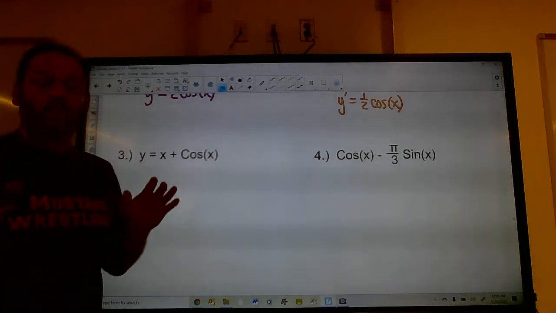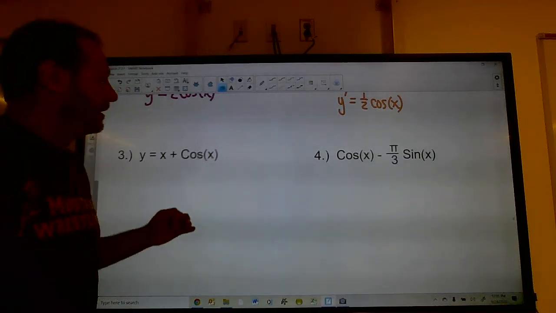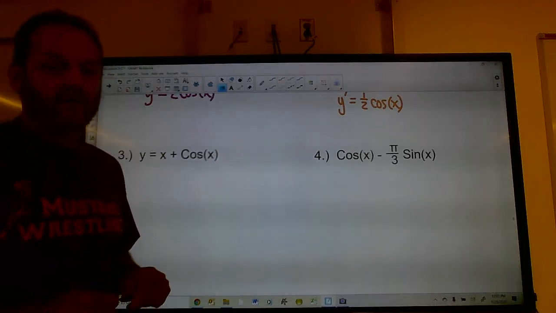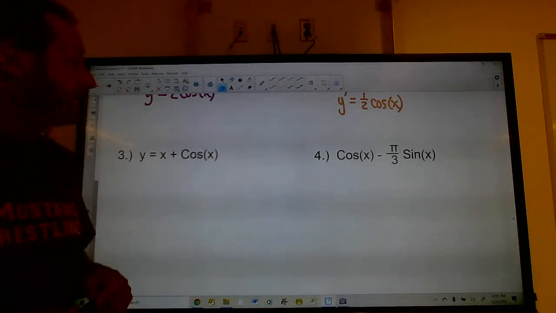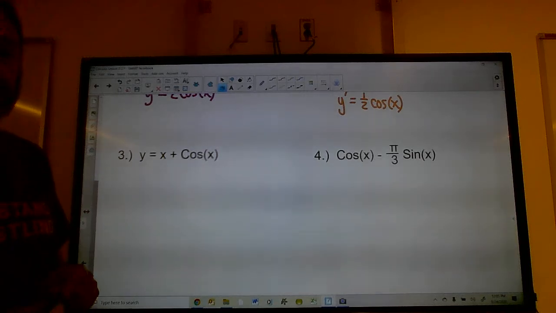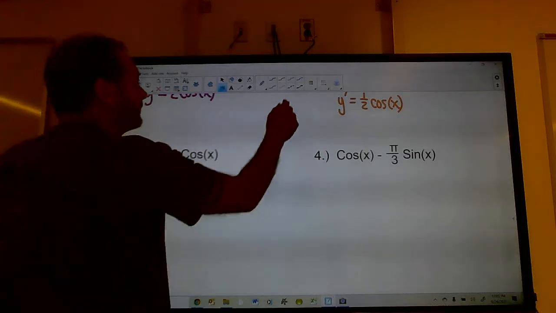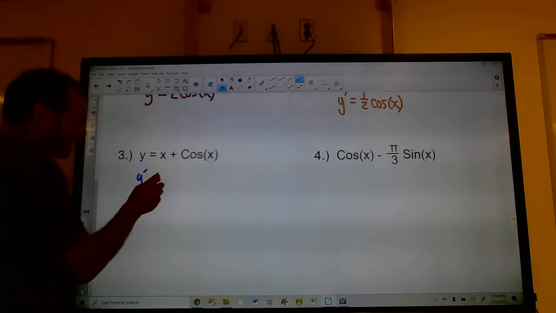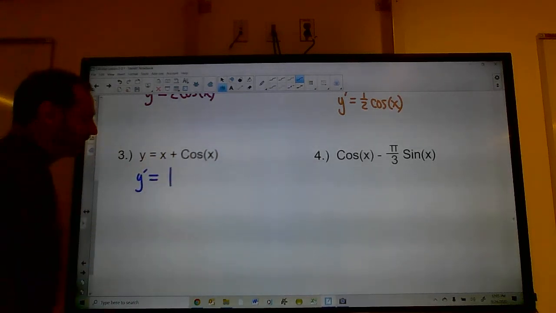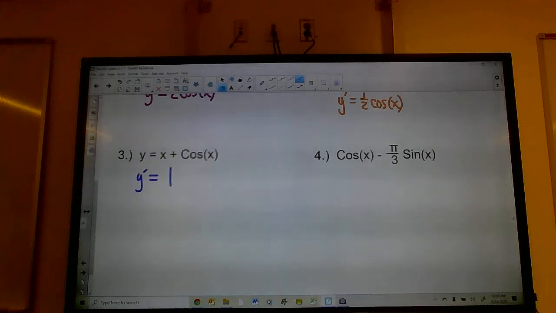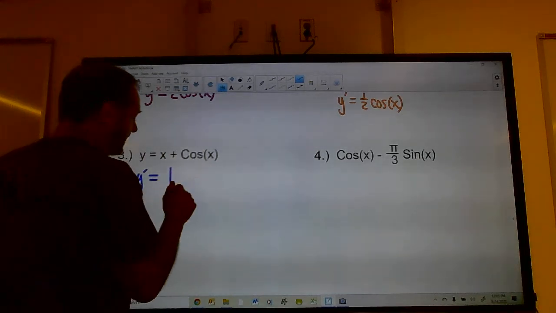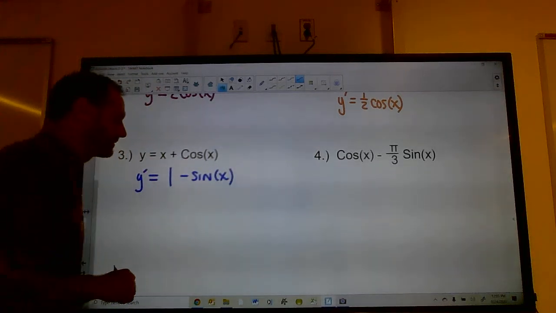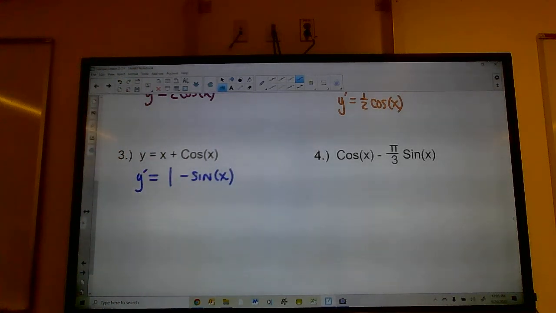Tell you what, pause your video here, figure these two out on your own, and then unpause the video and compare it against what I get here. Okay, so y prime. The derivative of x is just 1. The derivative of cosine is negative sine, so this becomes minus sine x. Done.